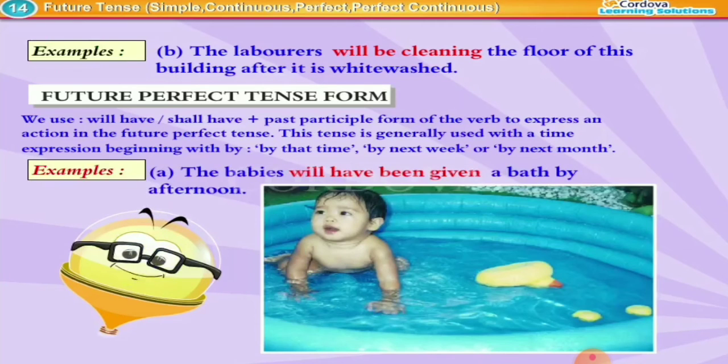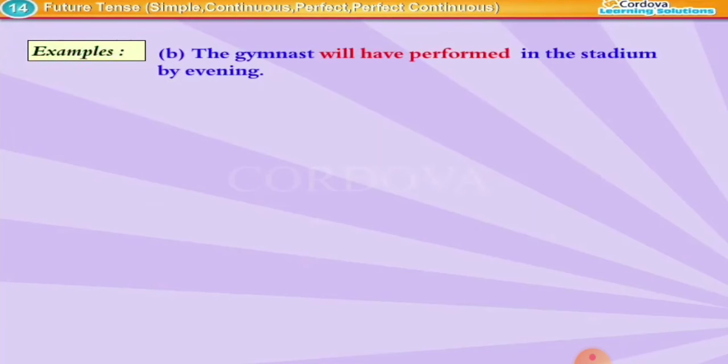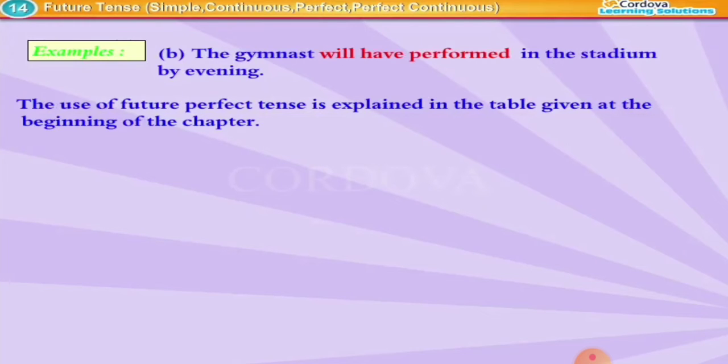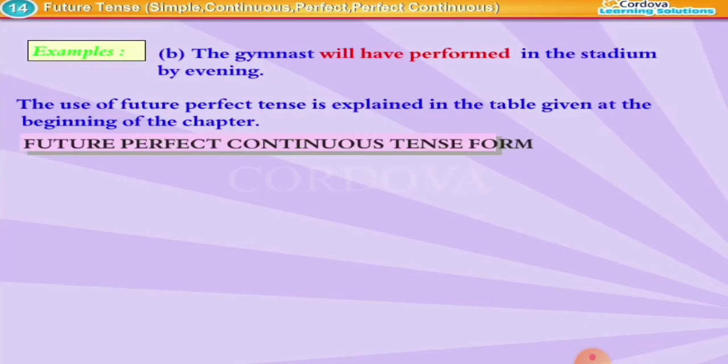Examples: The babies will have been given a bath by afternoon. The gymnast will have performed in the stadium by evening. The use of future perfect tense is explained in the table given at the beginning of the chapter.